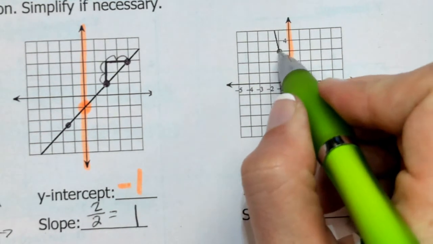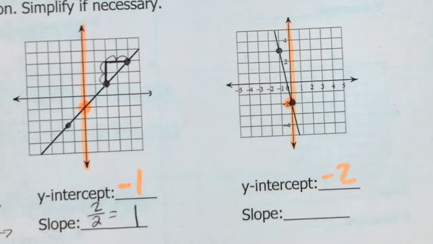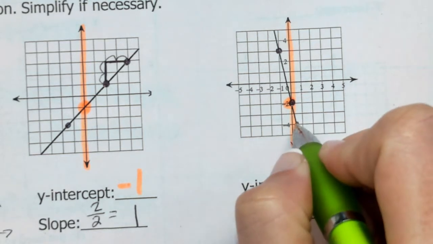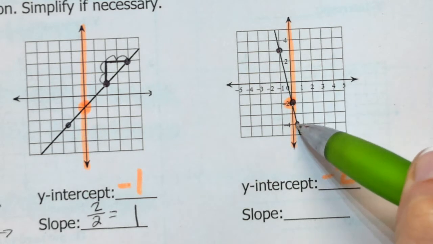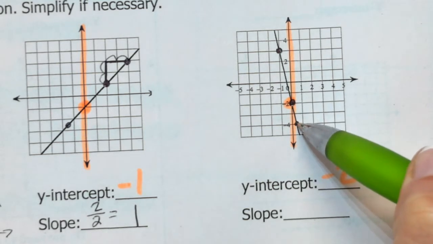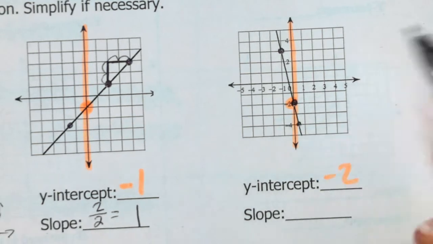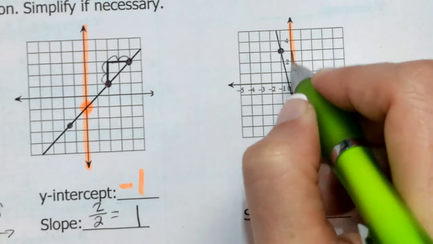Pick another nice point. These 2 points are good points. 0, -2, and -1, 3. I would not pick this point because this point is like 0.3, -4. It's in the middle of a space. It's not an integer point. Don't pick points like that. It's bad. So, straight up and straight over.